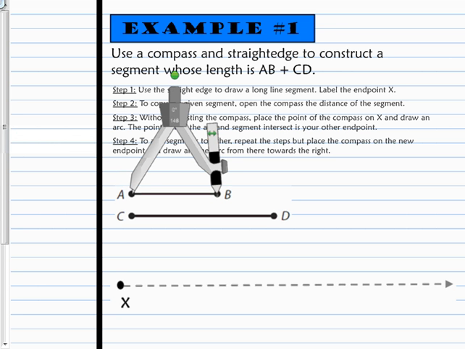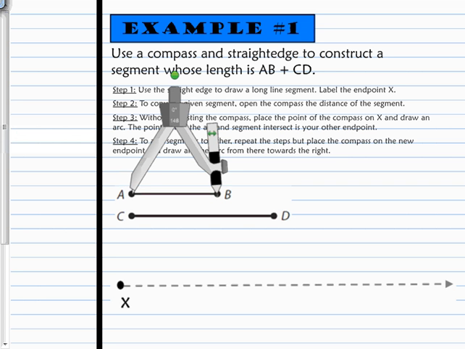The first step says to use a straight edge to draw a long line segment and label the endpoint X. I've already done that for you on this example because I wanted to show you exactly what it should look like. So just draw a long line. Don't worry about how long it is, using your straight edge at an endpoint, and then label that endpoint X. Like I said, I've already done that part for you.